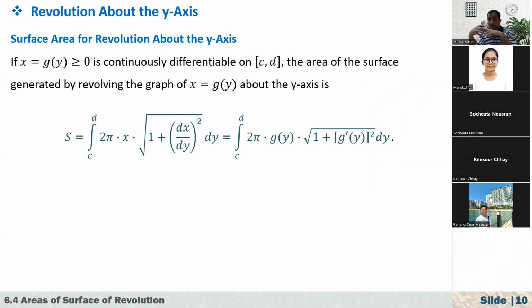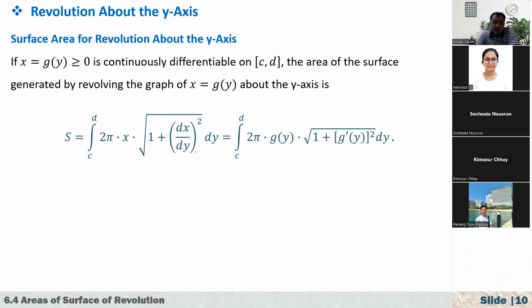This first one is horizontal. Now we'll have something vertical that's standing like on the ground. So if x equals g of y is non-negative, is continuously differentiable on [c, d], the area of the surface generated by revolving the graph. Now, why are we saying continuously differentiable on [c, d]?